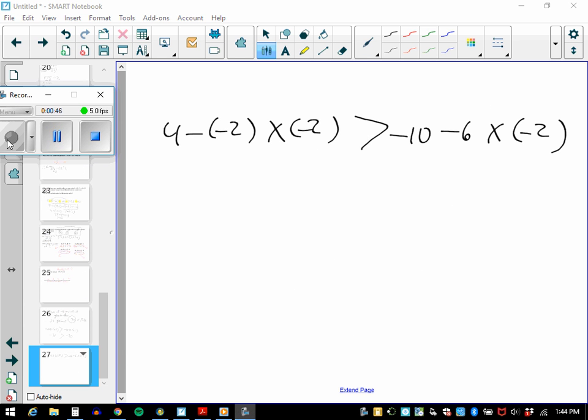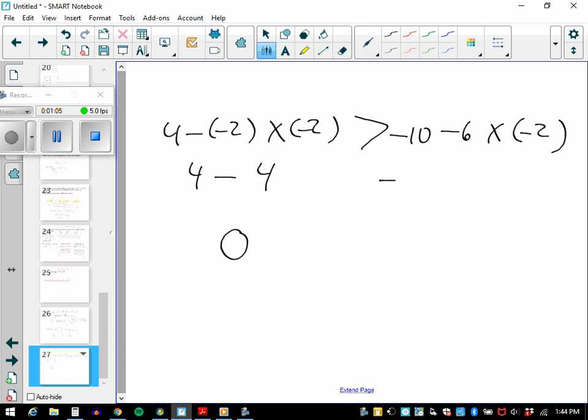Your second true false gives you this question. It says, is this expression on the left greater than the expression on the right? So we'll solve it using BEDMAS. First thing I'll do is multiplication, which is -2 times -2, which is 4. So 4 take away a +4 will work out to be 0.